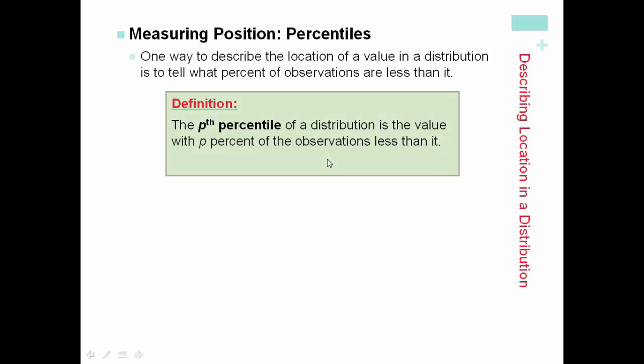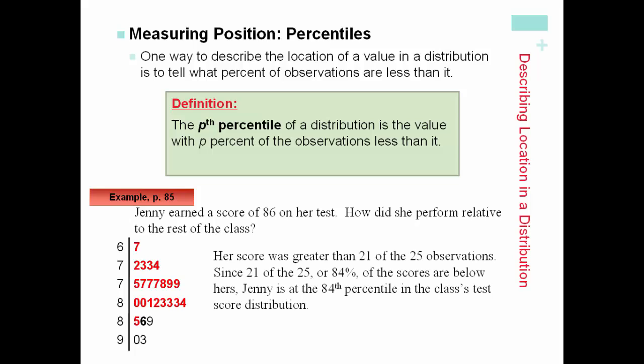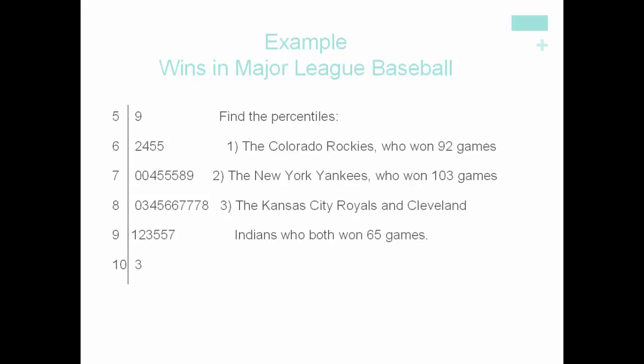One way we can describe location is to tell what percent of observations are less than it. So the pth percentile of a distribution is the value with p% of observations less than it. Example: if Jenny earned a score of 86 on her test, how did she perform relative to the rest of the class? Her score was greater than 21 of the 25 observations. Since 21 of 25 equals 84% of the scores, her score is at the 84th percentile in the class's test score distribution. Likewise, we can use it for many other examples.